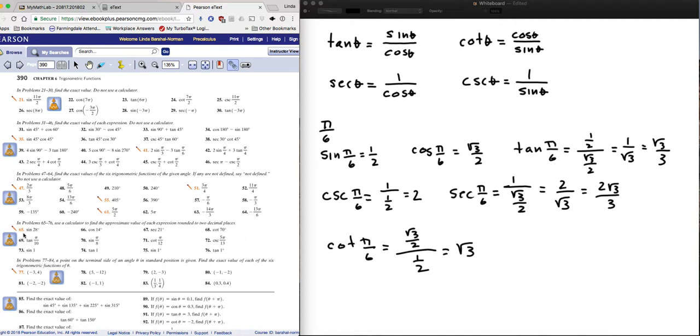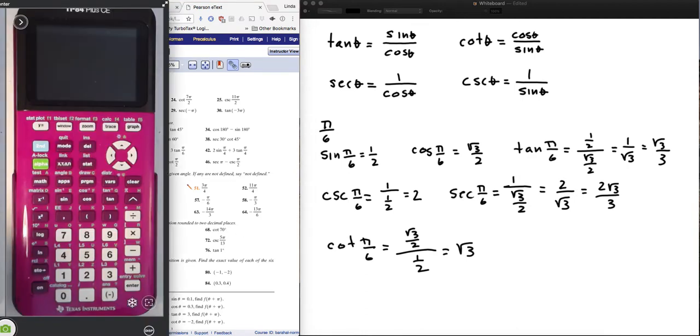But take a look here at 65 through 76 in particular. You have odd angles, right? 14 degrees, 28 degrees, pi over 12, things like that. You're not going to get exact values for those. So in order to evaluate the trig functions for those, notice it says use your calculator and approximate to 2 decimal places. So if I pull out the calculator here, let me turn that on.